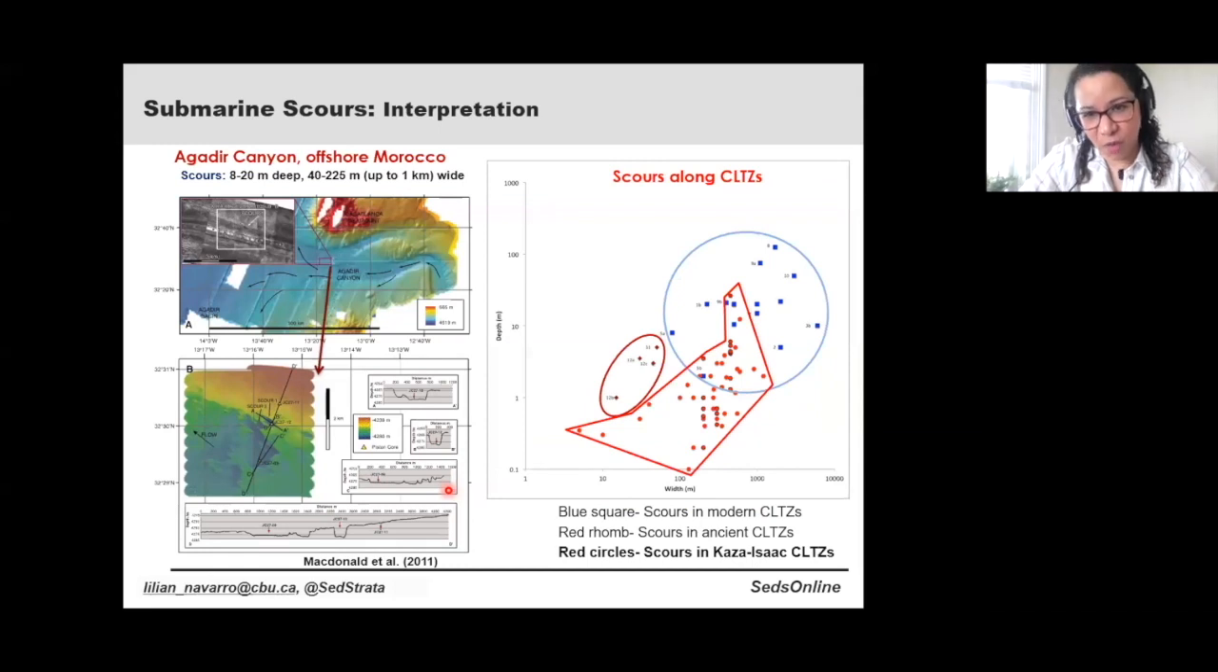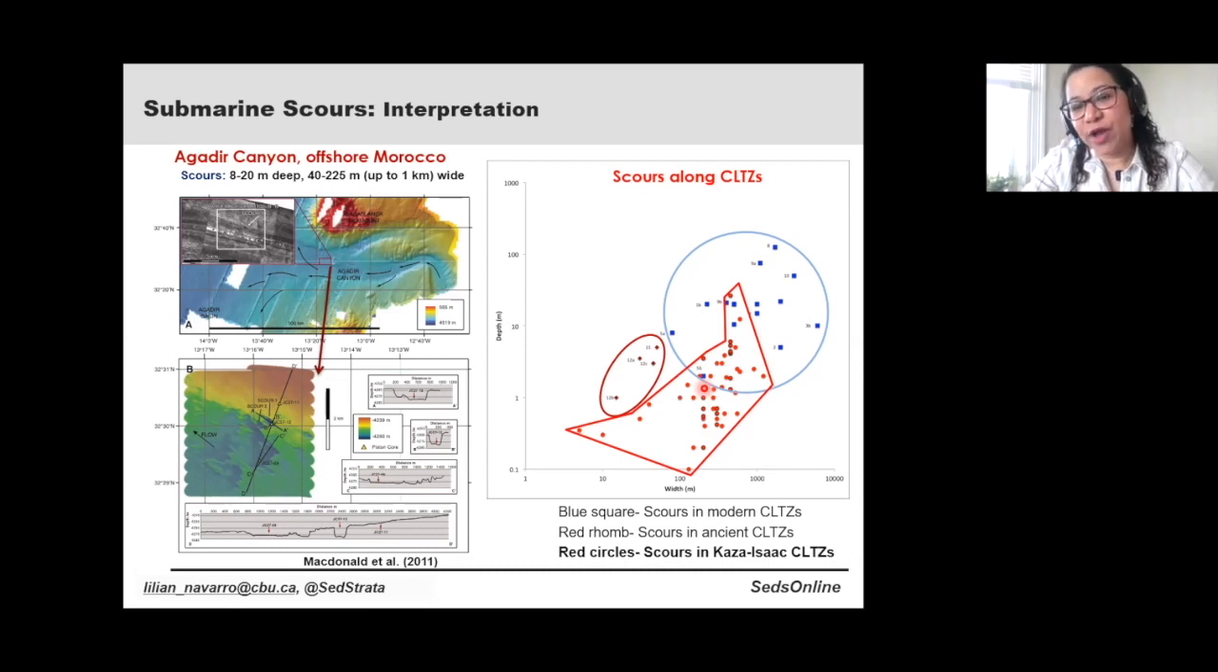Scours are common in CLTZs in many of the modern systems. And here I show you an example at the mouth of the Agadir Canyon, where they have recognized scours that are up to 1 kilometer wide, and those scours could be even 20 meters deep. So that is not uncommon. And it has actually been reported that some scours, especially in the modern system here in blue, tend to be quite large. They tend to be up to 100 meters deep. And I think the widest is 9 kilometers wide.